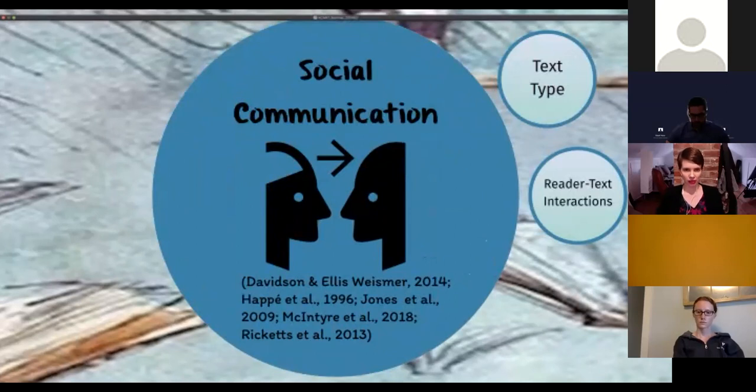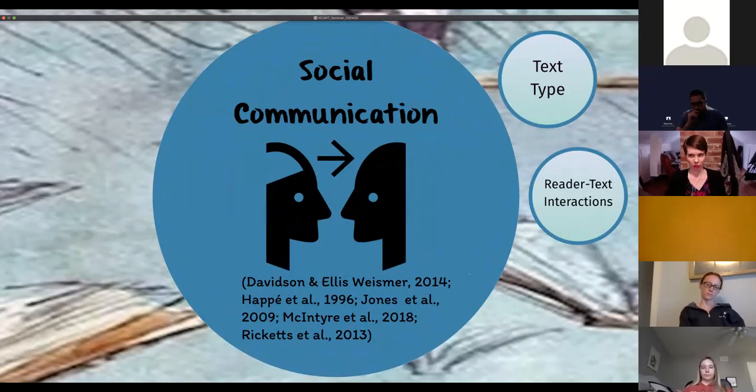A handful of studies have shown that social communication is a significant predictor of reading comprehension. And McIntyre and colleagues and Ricketts and colleagues showed that this was above and beyond word reading and oral language skills. But again, with the notion of diving deeper into this topic, I don't think that social communication is a general predictor of reading comprehension. And that relates to this notion that we really need to consider the text type and reader-text interactions.